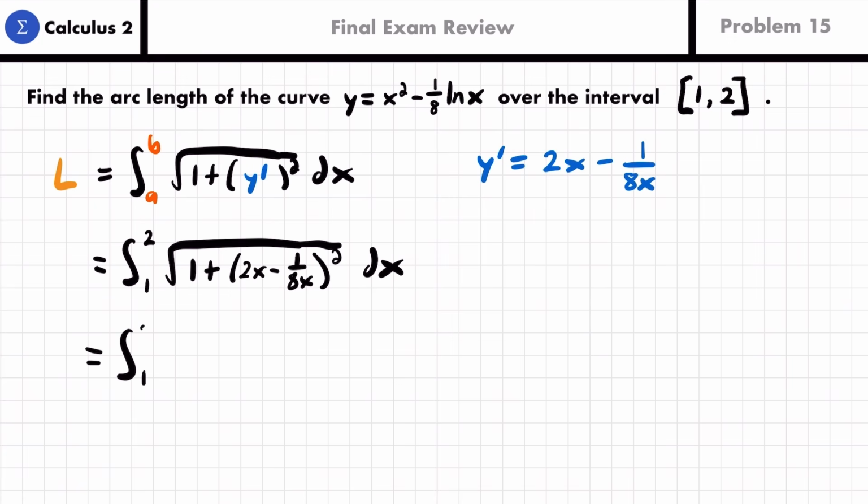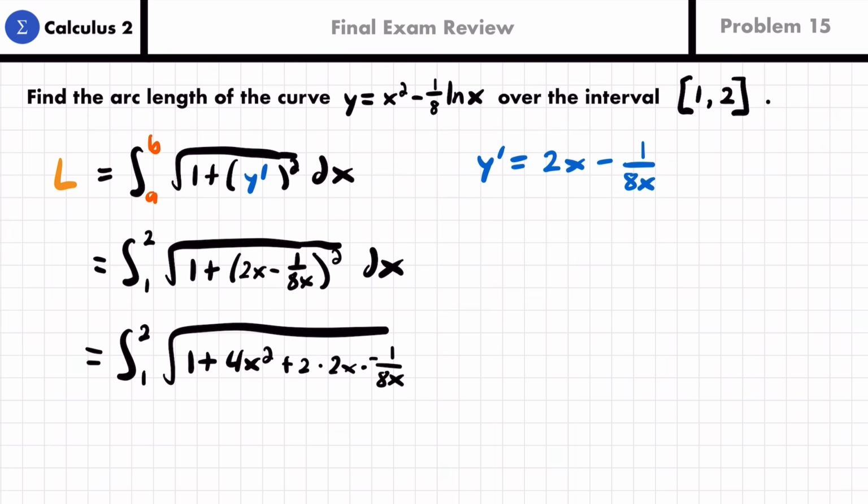We're still going to have the integral from 1 to 2, and then the square root of 1 plus, but then let's square this quantity. I'm going to do it the quick way. I'll start by squaring the first term. So you'll have 2x squared, which will be 4x squared. And then the next term will be these two terms multiplied together, but then multiplied by 2. I'll write that out. We're going to have plus 2 times 2x times negative 1 divided by 8x. And then for the last term, we will have this term squared. And so the numerator will still be 1 because 1 squared is 1. But then squaring 8x, you get 64x squared. All right, and that is still underneath the square root. And then we have dx on the end.